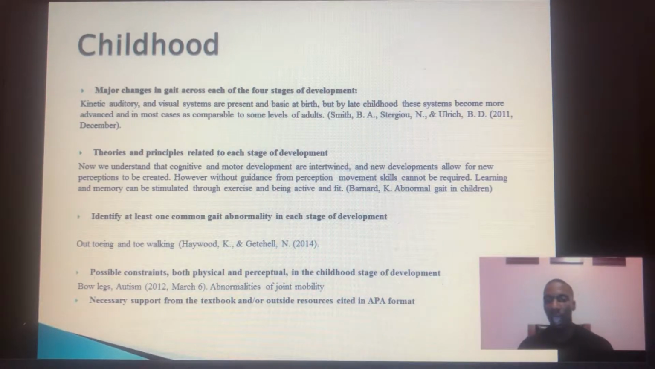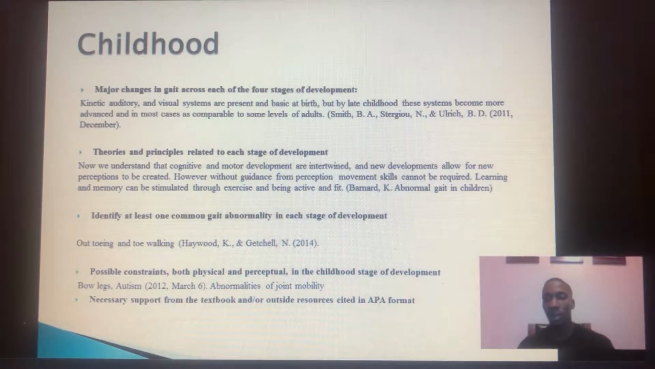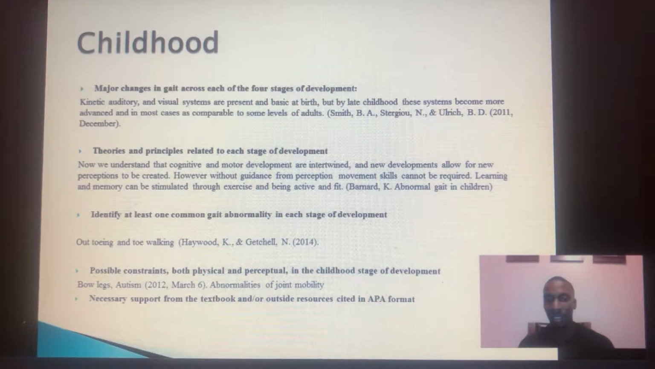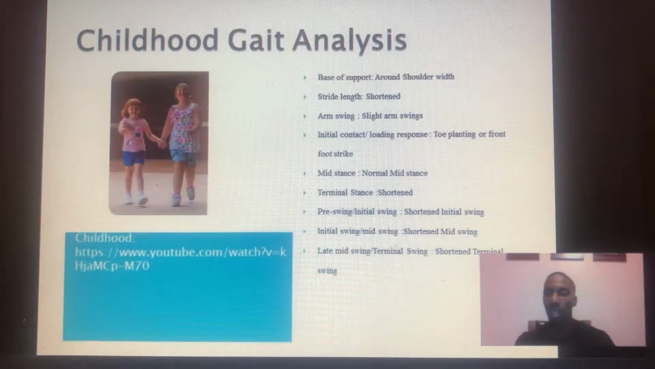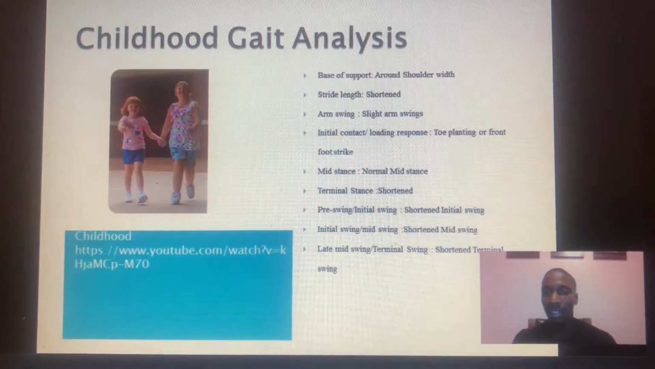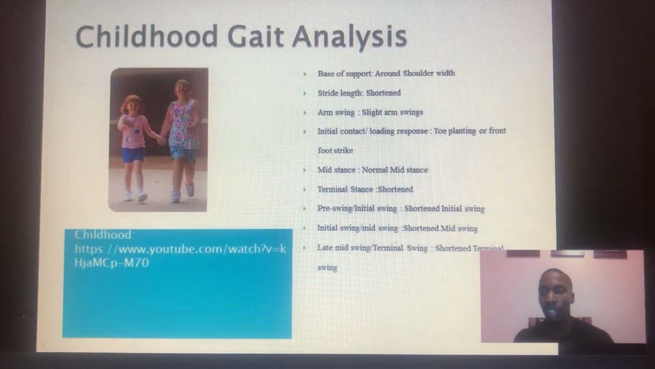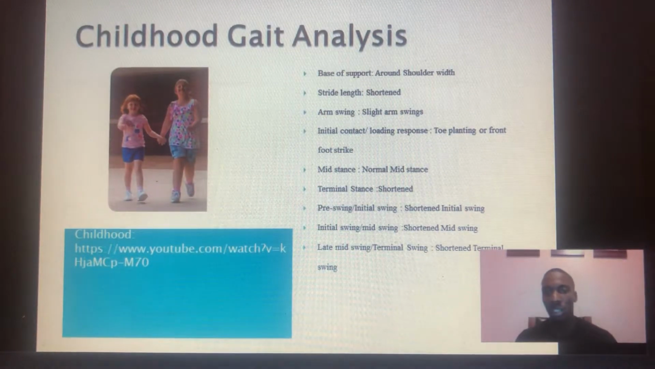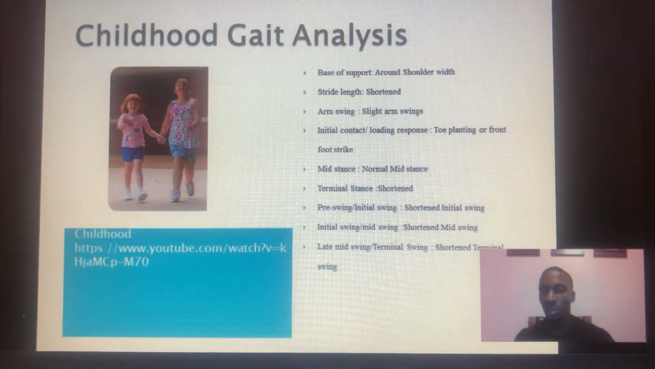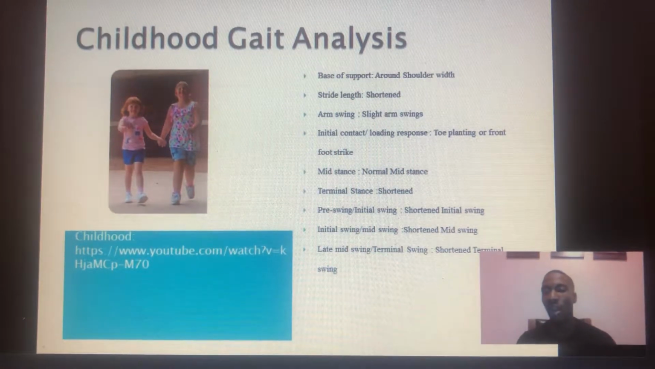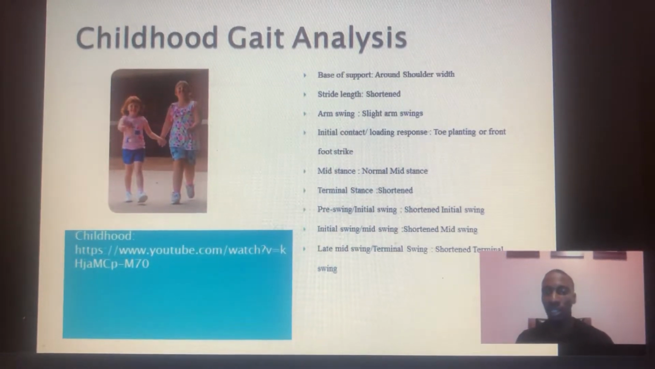They can have abnormalities in joint mobility. So for the childhood gait analysis, the base of support is around shoulder width. The stride length is shortened. Arm swings are slight, so you don't get the full thing, but also you're not having the arms out as was the early childhood.